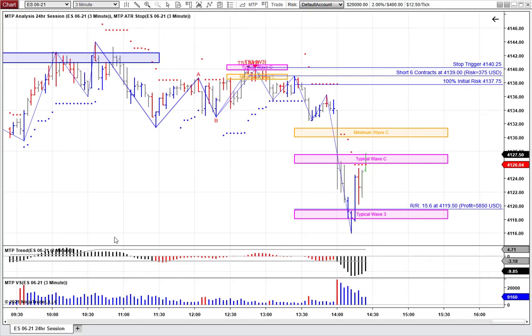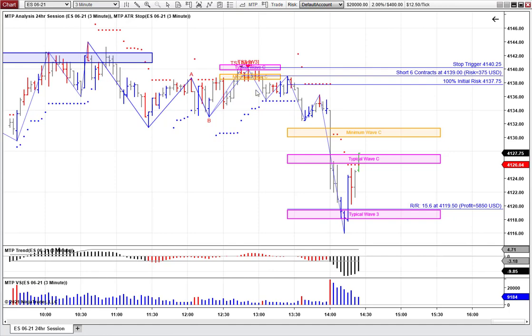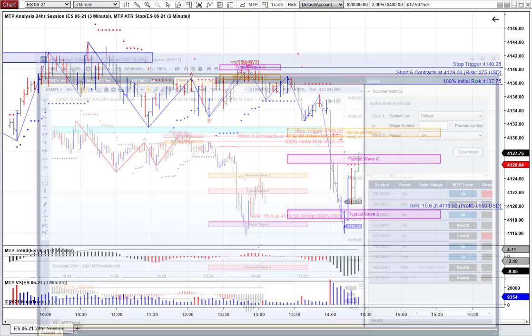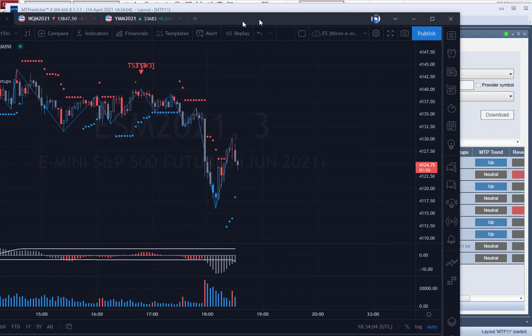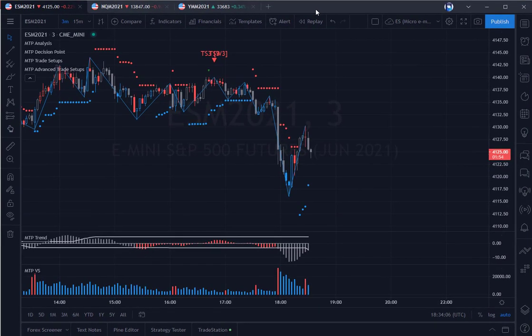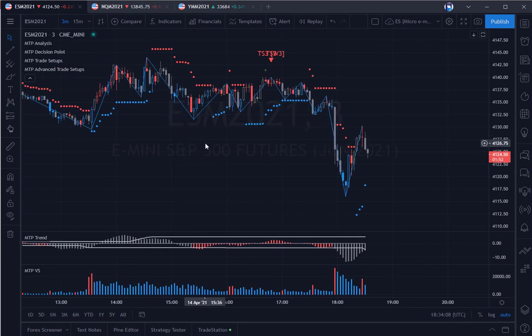As a PS to the video, although this was in our add-ons for NinjaTrader 8, exactly the same setup came in on our standalone version. This is our MTPredictor 8 standalone version. You can see exactly the same setup there, as well as our add-ons for TradingView. If I just drag that into the chart there, you can see here's our add-ons for TradingView, and there's exactly the same setup there on that history triangle there as well.